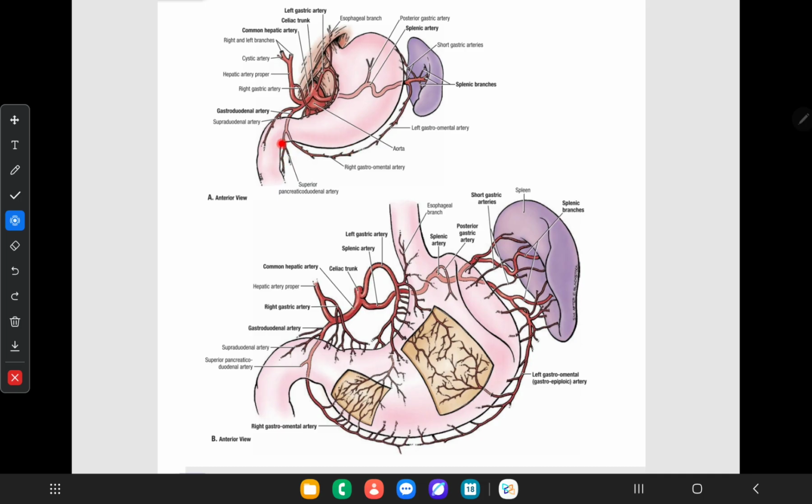Then this superior pancreaticoduodenal artery again divides into two: the anterior superior pancreaticoduodenal artery, which goes anterior to the pancreas, and the other branch, the posterior superior pancreaticoduodenal artery, which goes in the posterior aspect.